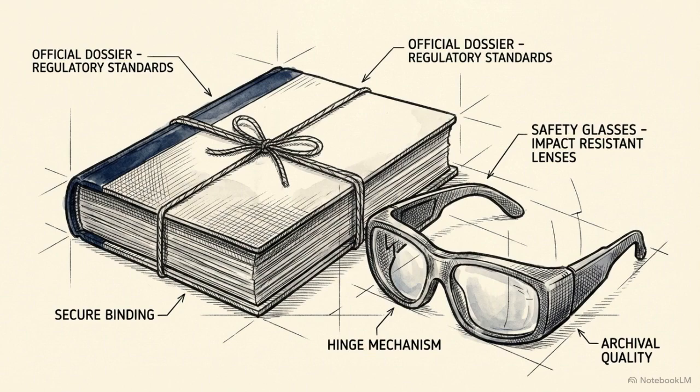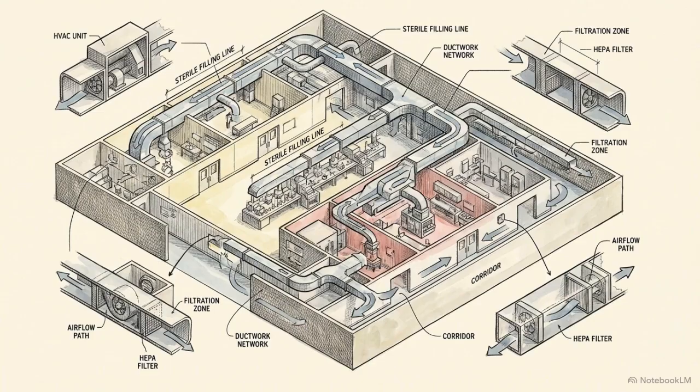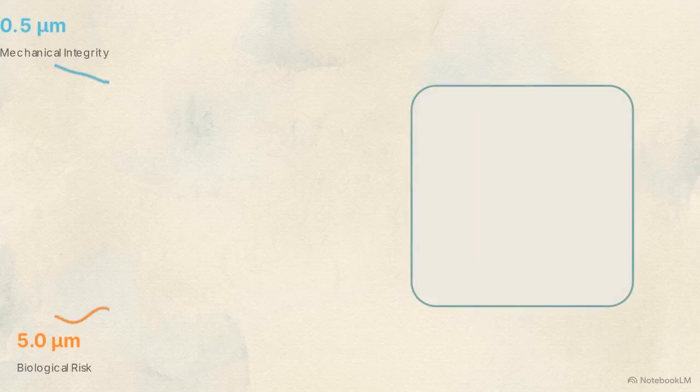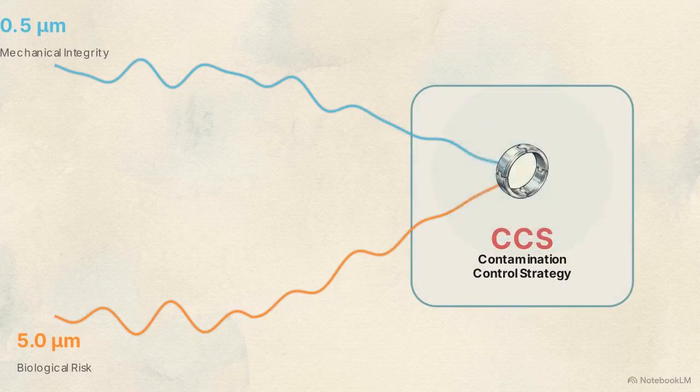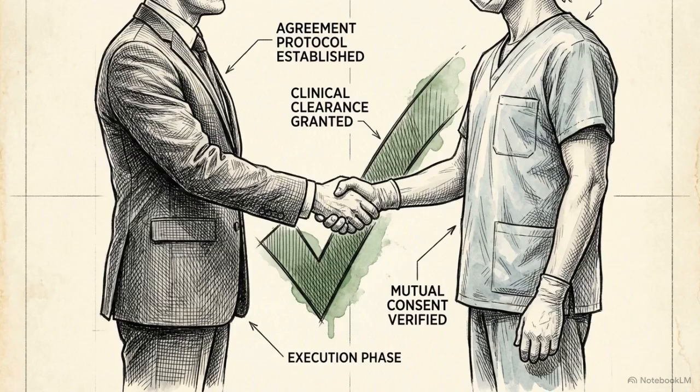The 2022 Annex 1 update formalized this need for comprehensive oversight through the Contamination Control Strategy, or CCS. This mandate requires a holistic approach to managing the entire sterile environment, rather than viewing tests in isolation. By integrating 0.5 and 5.0 micron data, you provide the evidence needed for a successful CCS, proving to auditors that the facility is under continuous 24/7 control.